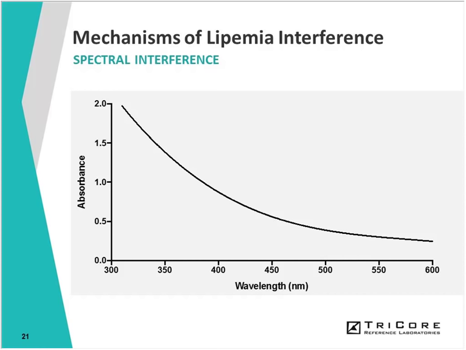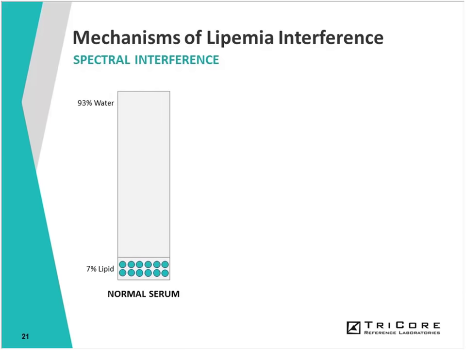Lipemic samples can also scatter light. That's what makes the sample appear turbid. And the scattering of that light occurs in all directions, and its intensity depends upon the number and the size of the lipoprotein particles that are present, as well as the wavelength of light being used for measurement. And for that reason, light scattering of lipoprotein particles causes significant interference with both turbidimetric and nephelometric methods.